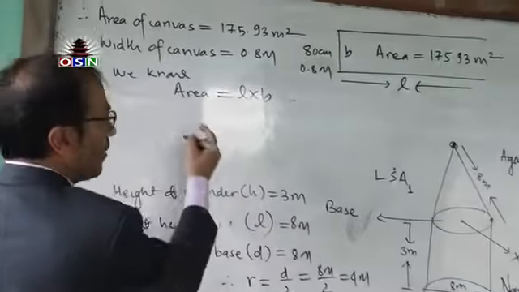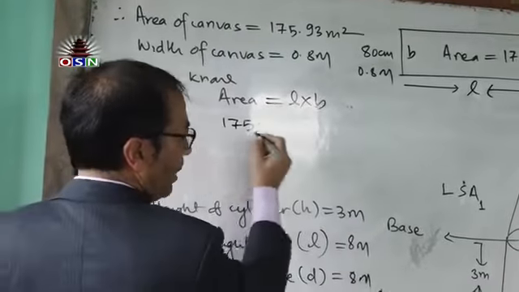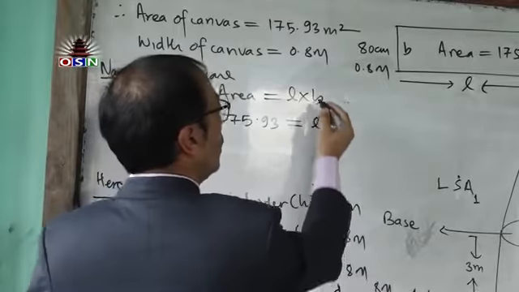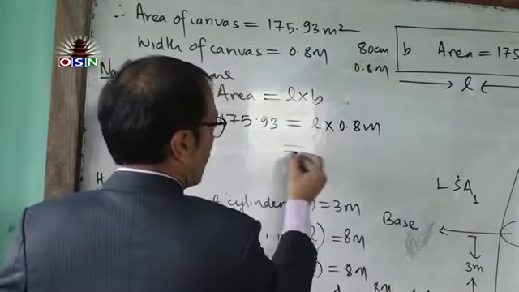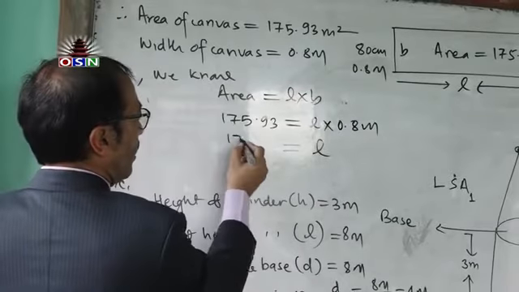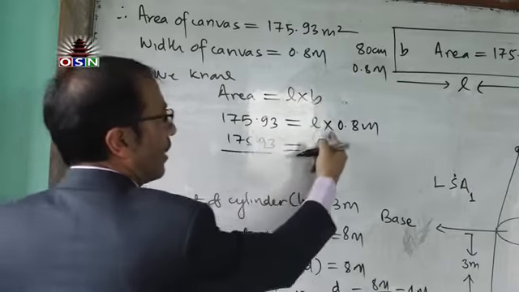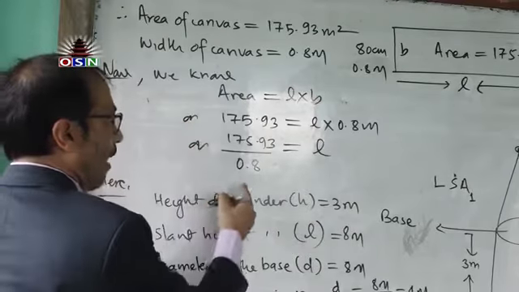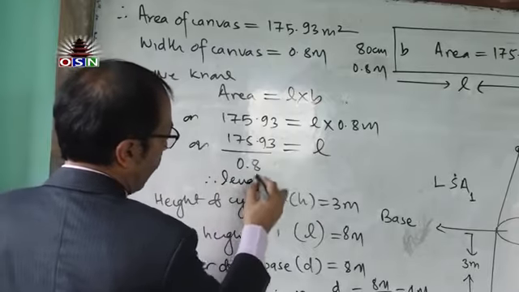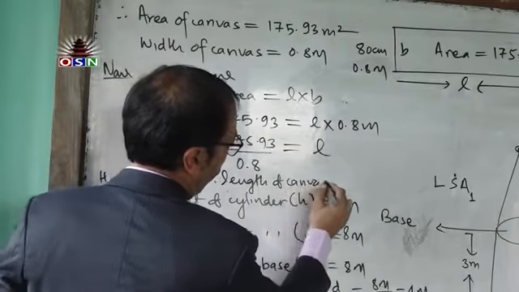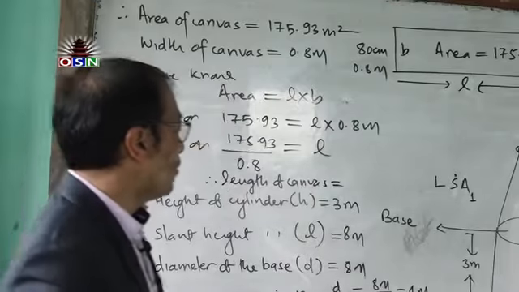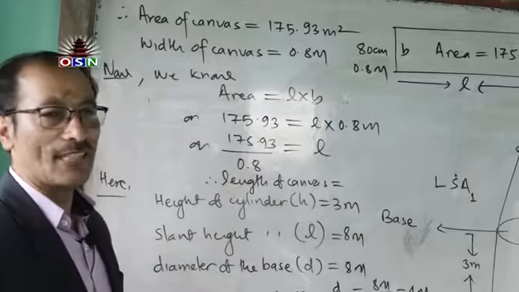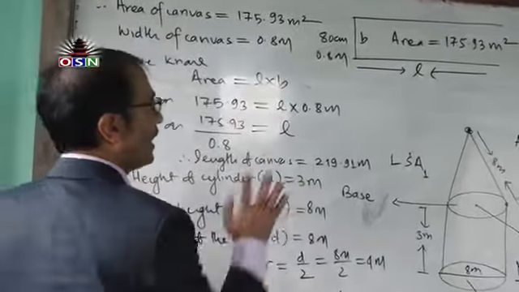Well, here just place the values: 175.93 meters square equals L into B, where L we don't know and B is 0.8 meter. Now we can find L. L equals 175.93 divided by 0.8, because the inverse of multiplication is division. So we will divide here, and finally you can find the length of canvas. Could you tell me now what will be the value when this is divided by 0.8? Yes, here we have got the length of canvas.